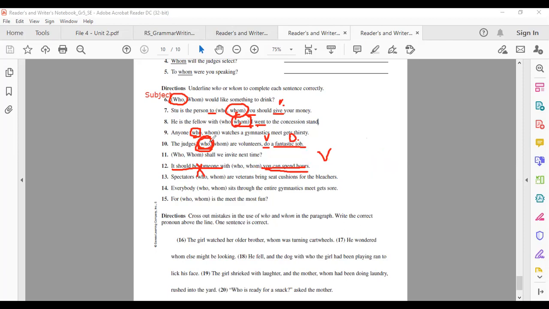Understood? Yep. Okay, let's go Tala. Number 11 for you. Yep. Okay. Whom shall we invite next time? So which sentence are you going to search for the verb?